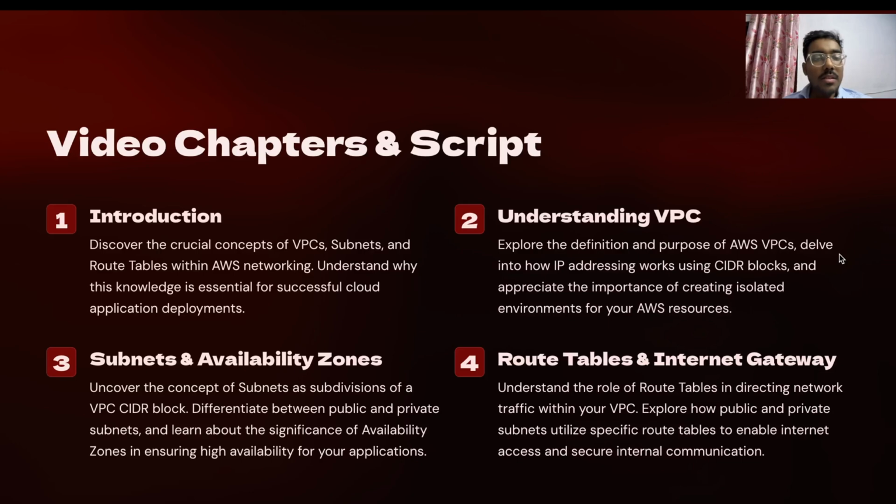We'll understand subnets and their availability zones, like what is the difference between a private subnet and a public subnet, why we should use one or the other, and which one is preferred in which scenarios. Then route tables and internet gateways: why internet gateways are required, and why we don't use them sometimes. We also have NAT gateways, so in which scenario we have to go with NAT gateways.